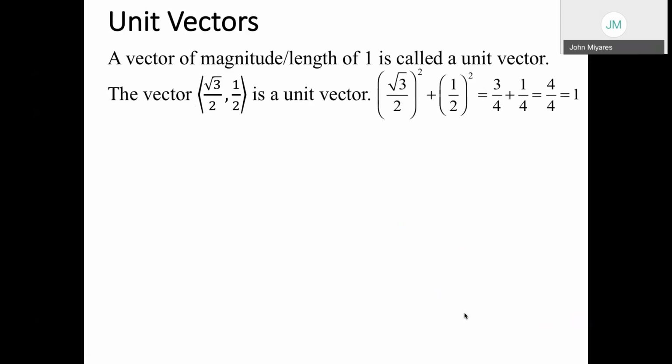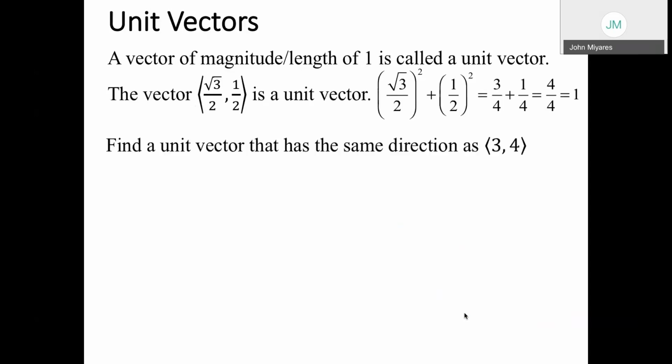So long as the sum of the squares of the components of the vector equals 1, you'll have a unit vector. Now, one of the questions you're going to see on the homework might look like this. Find a unit vector that has the same direction as vector ⟨3, 4⟩.